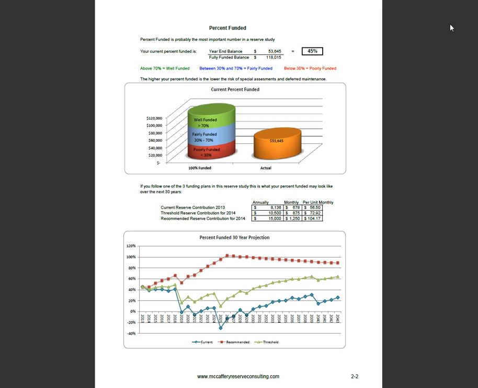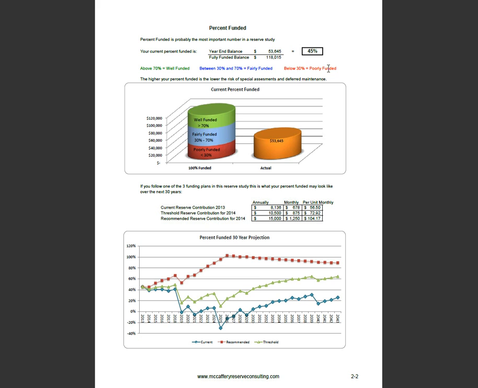Next, let's flip to page 2-2, percent funded. Percent funded is probably the most important number in a reserve study. It compares your fully funded balance to your actual reserve balance. It is the ratio of what you actually have in the bank to what you should ideally have. Percent funded ranges from 0 to 100% and above. The higher your percent funded, the better off your association is.